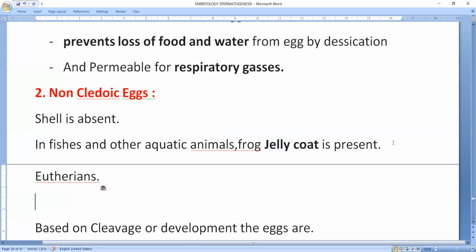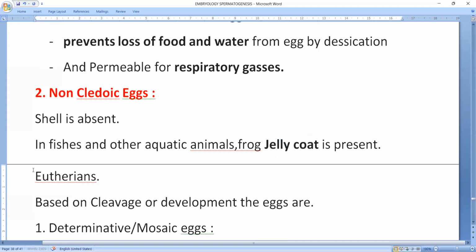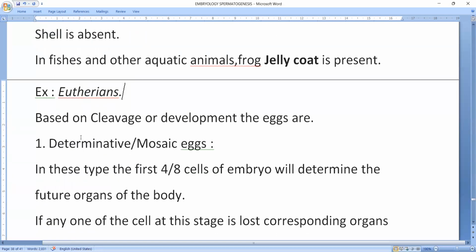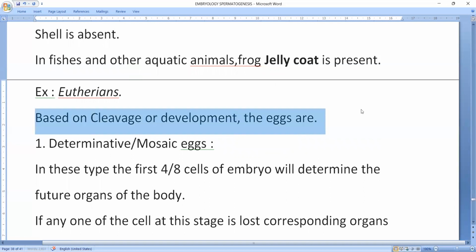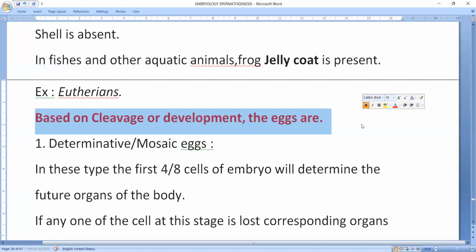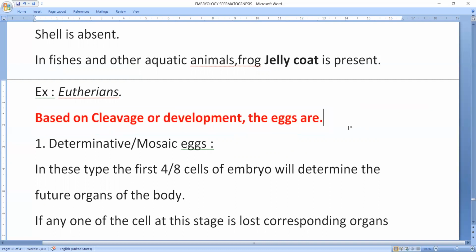Example is, shell is not absent, not present. So eutherians is an example because the development occurs in the placenta. So based on cleavage or development, the eggs are... So this is very important. You should understand and remember the examples. They will come again in the cleavage.